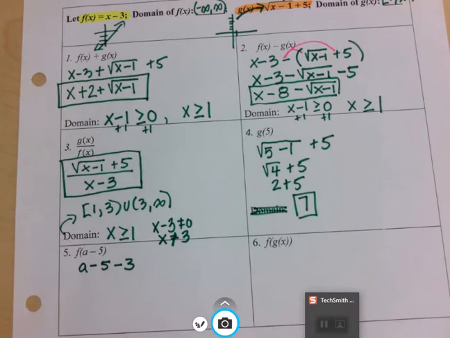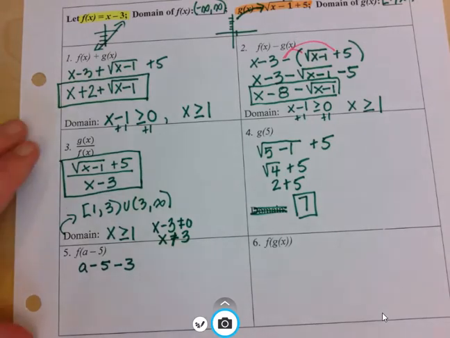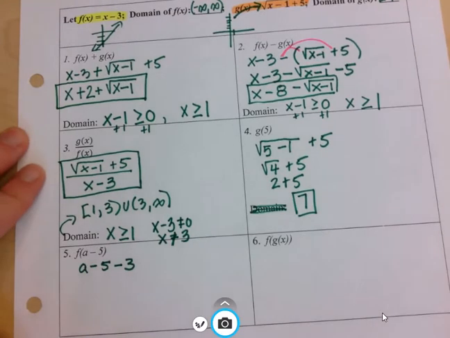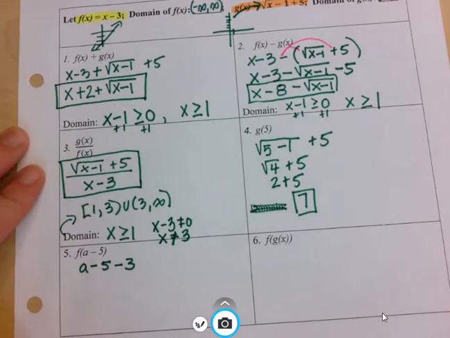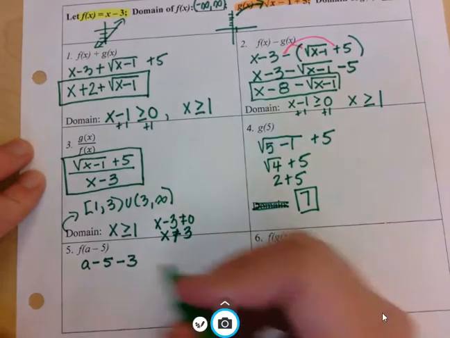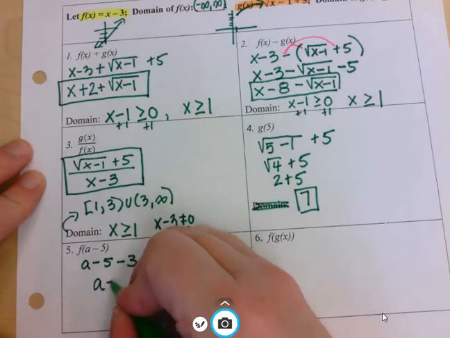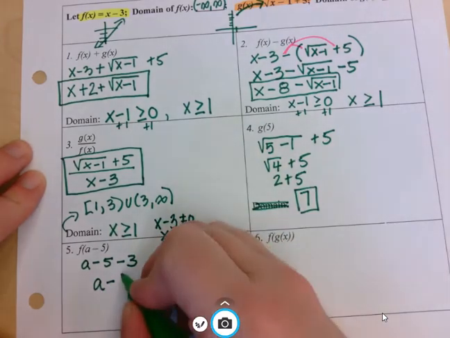So x minus 3. So x minus 5 minus 3. Can I combine any like terms? Yeah, -5, -3. Very good. So I get a minus 8. Good.